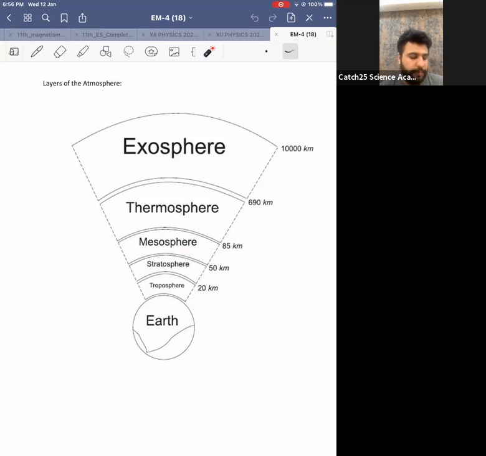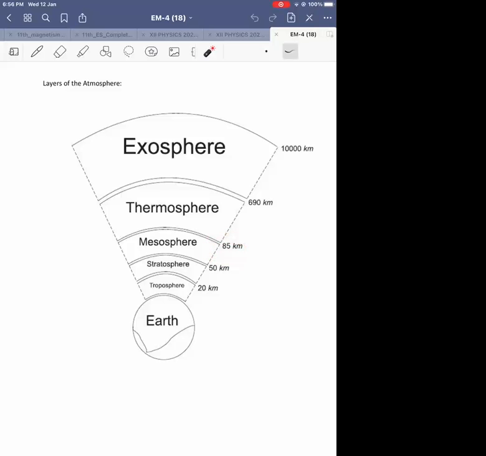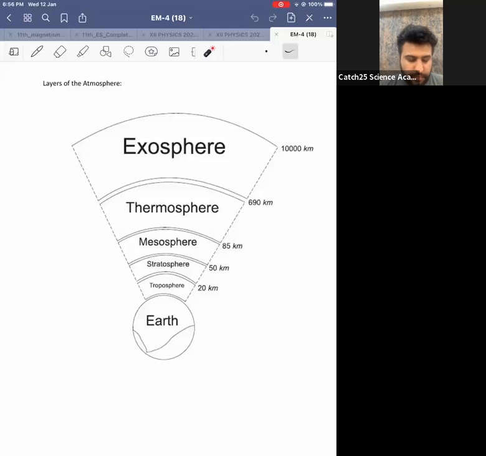Now, first point in the mesosphere, can you write now on your own? What will be the first point in the mesosphere? It is at a distance of 85 kilometers from the surface of the Earth.